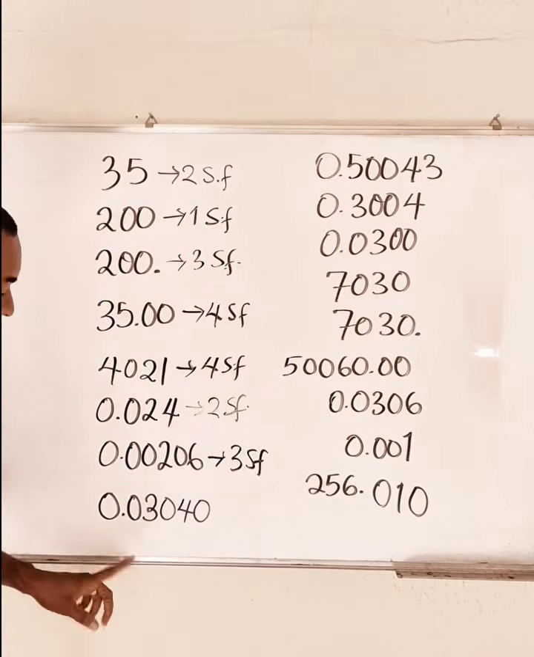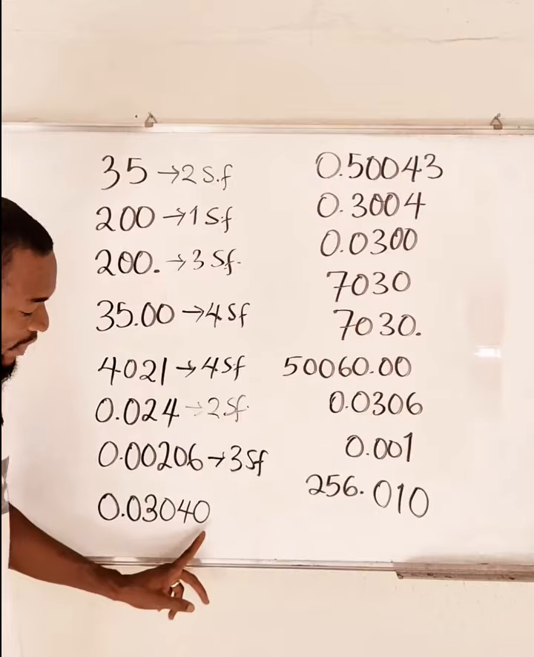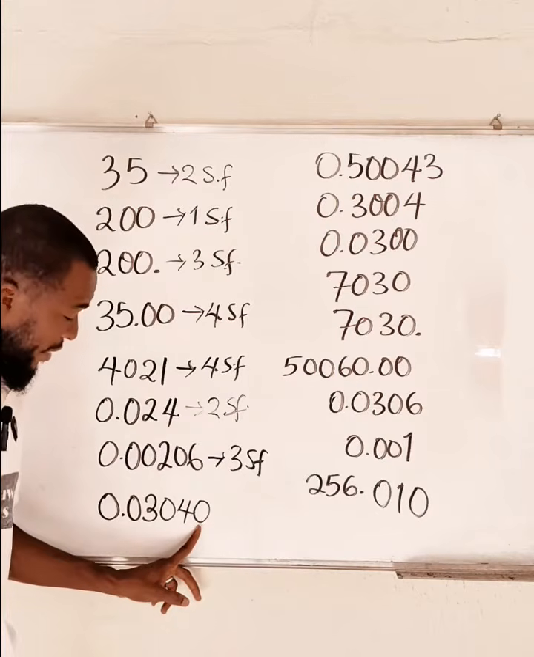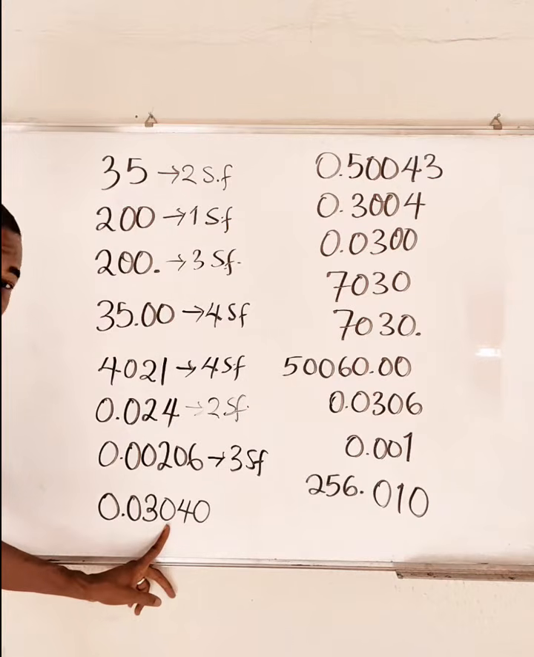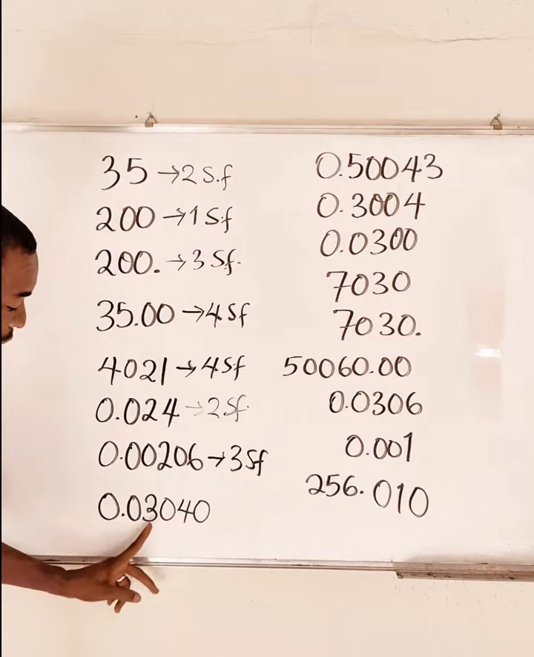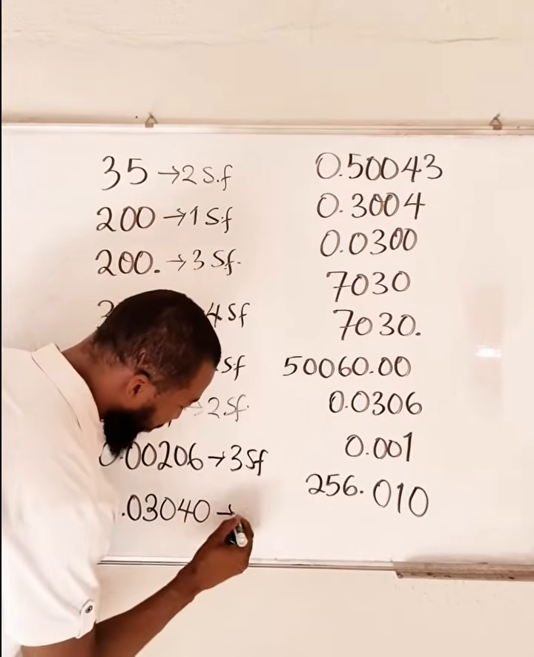What about this one? This number contains a decimal point. Therefore, this trailing zero is significant. These 2 leading zeros are not significant. And we have a middle zero which is also significant. So we have 1, 2, 3, 4. 4 significant figures here.